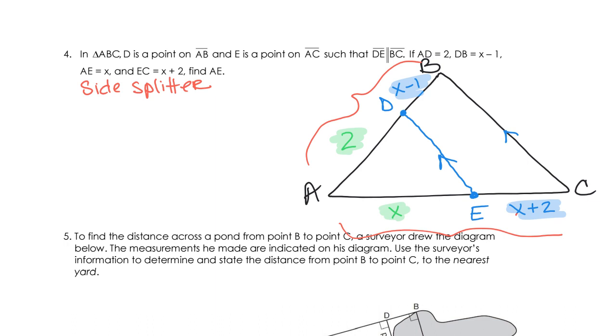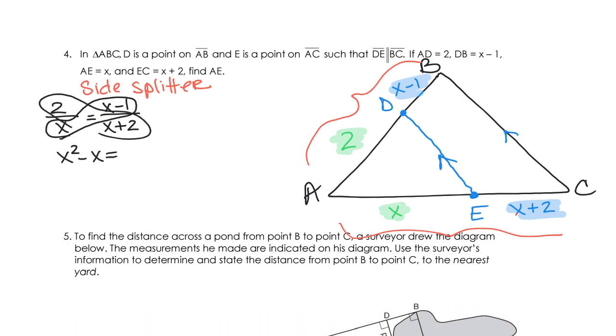So I'm going to go ahead and choose 2 and put it over its corresponding side of x. And I'm going to put it equal to x minus 1 over its corresponding side of x plus 2. And now I'm ready to go ahead and cross multiply. We'll do this cross first. Be careful, it's x times x, which is x squared, and x times negative 1, which is negative x. And that's going to be equal to this cross here, which is 2 times x, which is 2x, and 2 times 2, which is positive 4.